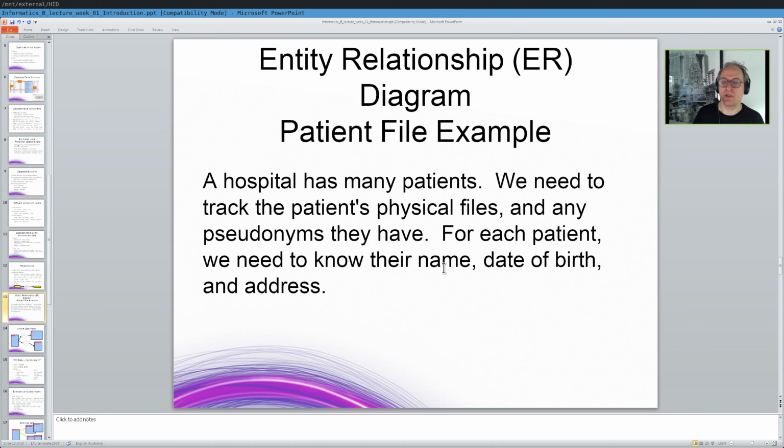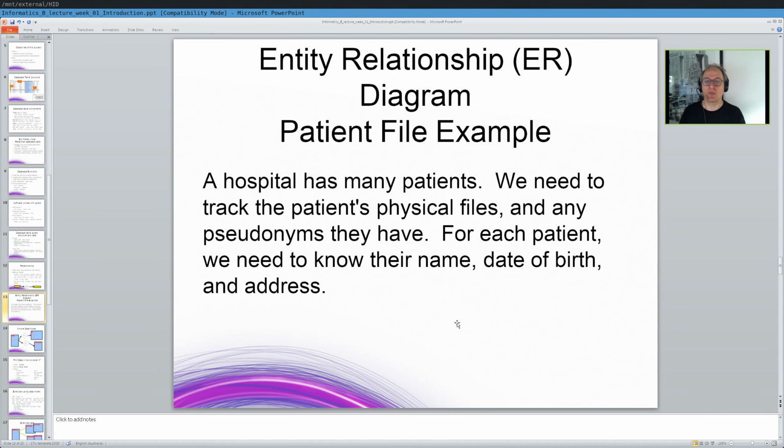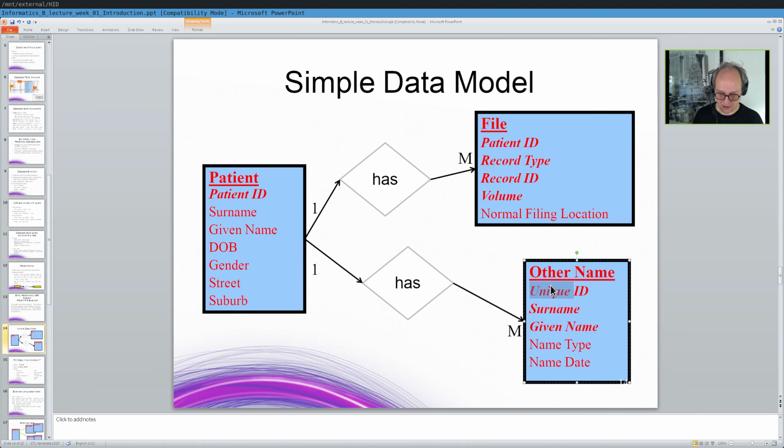Each patient needs to know their name, date of birth, and address. So how we would do that, we would have a patient with this information attached to them. Unique ID is the primary key. File is the record for their particular file, their primary key is unique ID, record type. So unique ID is the patient ID. I guess we should probably call that patient ID, because that makes a lot more sense.